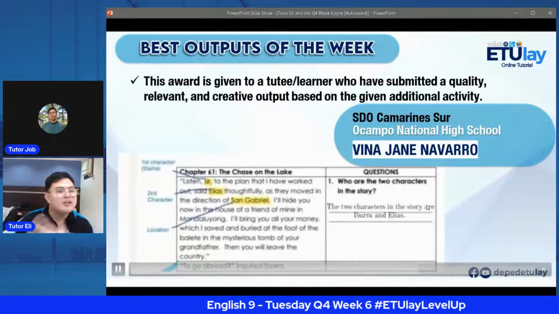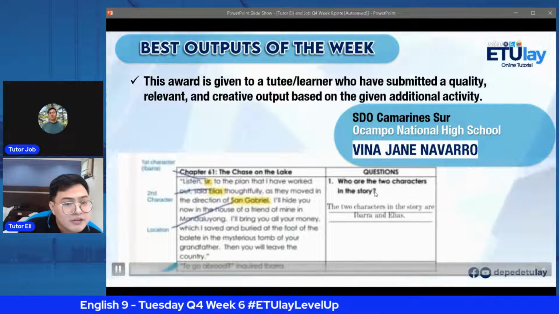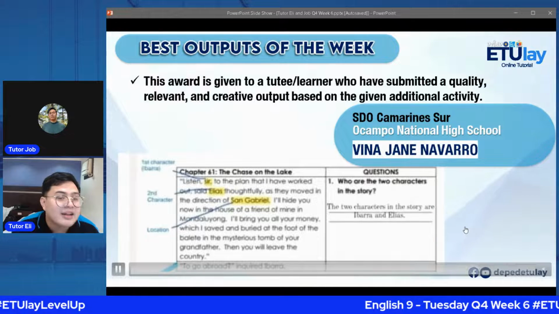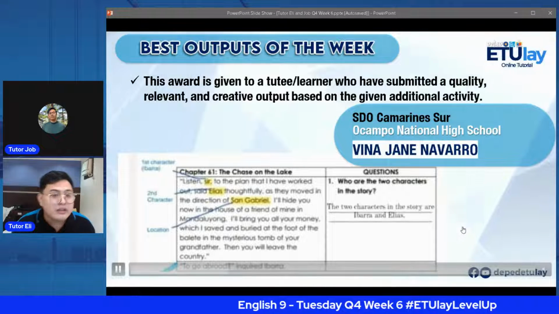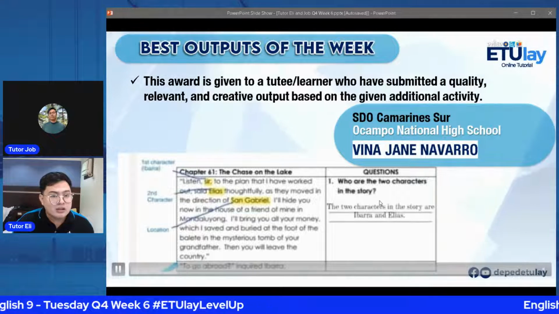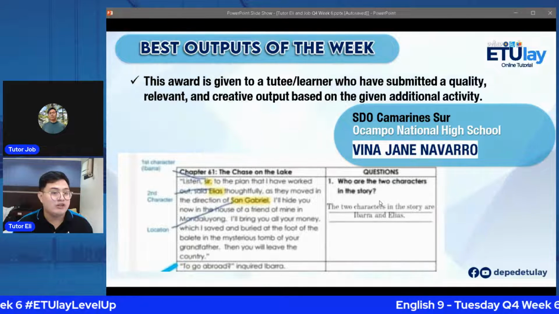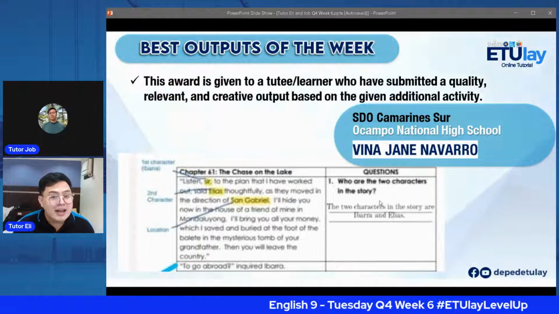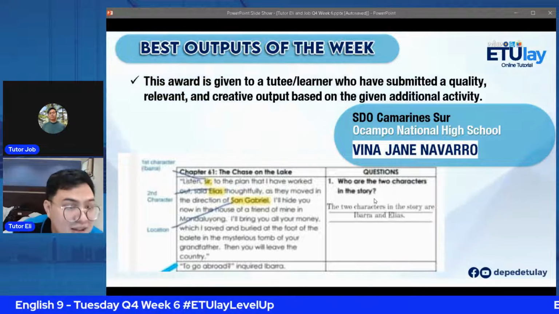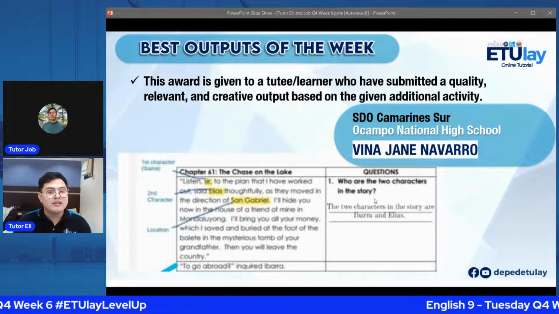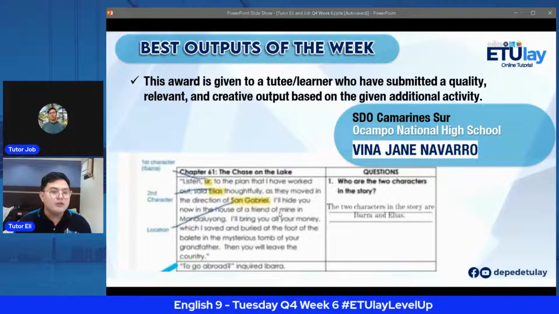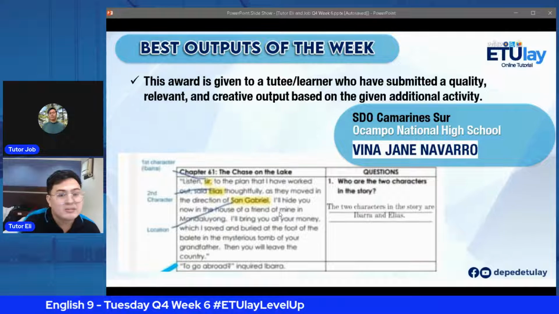Sige, go on. So sabi dito, who are the two characters of the story? The two characters in the story are Ibarra and Elias. So it's actually seen in our slide right now that Vina Jane put a line or an arrow, or highlighted Elias, the word Elias, and Sir. Okay, so there are actually two characters. It's Elias, and the Sir here refers to Ibarra.